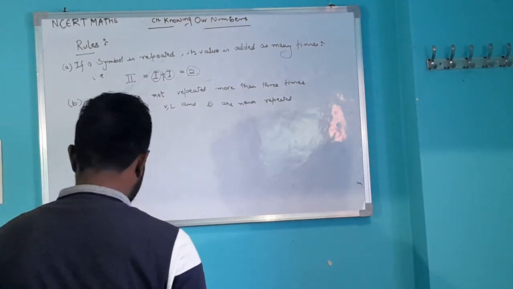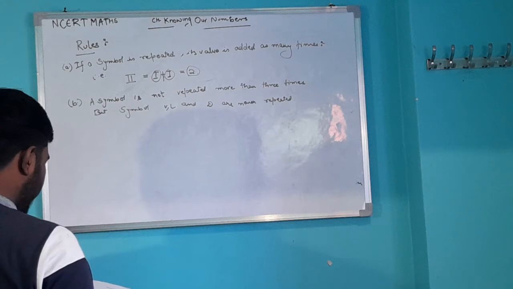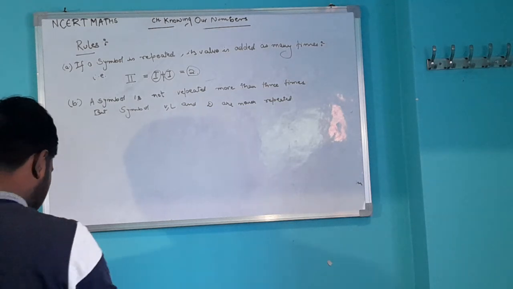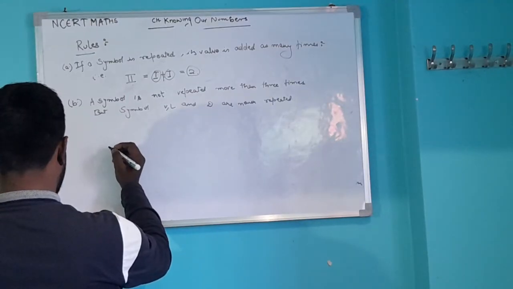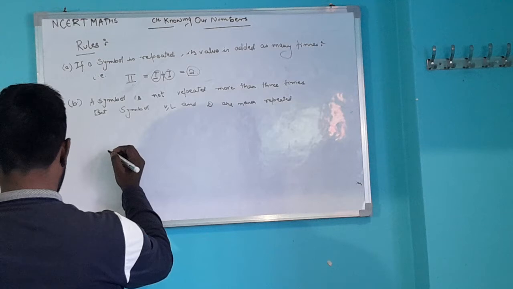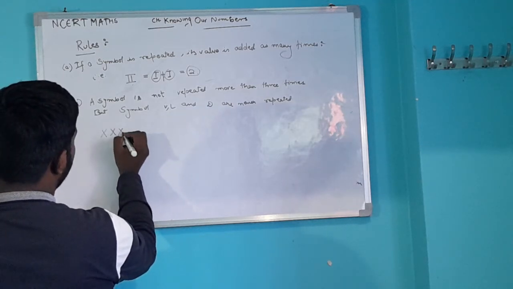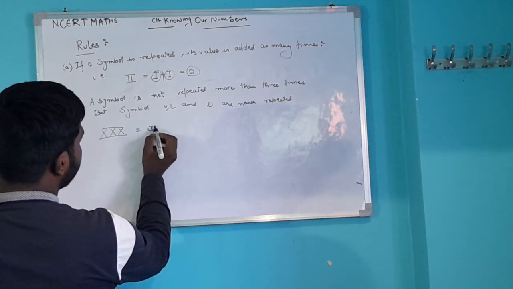In this second part, if a symbol is not repeated more than 3 times, but the symbols V, L, and D are never repeated. If this symbol X (10) is repeated 3 times, we get 30.